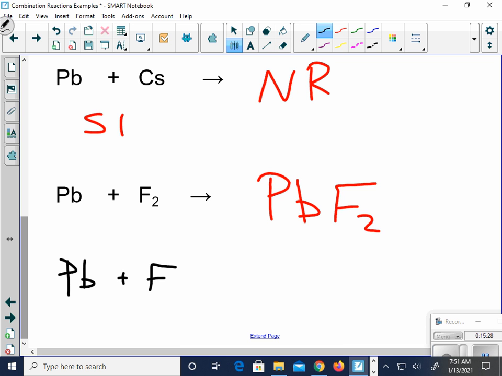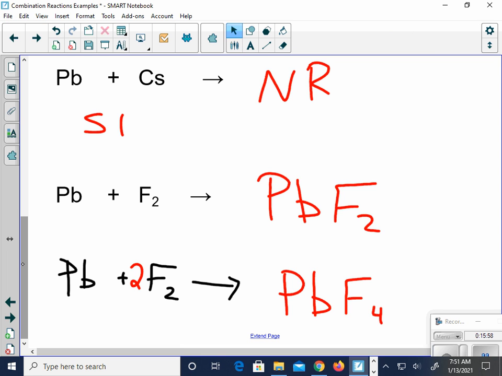But I could also have lead 4. So I could also put PbF4. Now, if I did that, what else do I need to do here? I need to balance it, right? I need to balance it because I'm going to need 2 of those F's right there to give me the Pb4. So for that particular one, I could have 2 different answers, and both of them are correct.